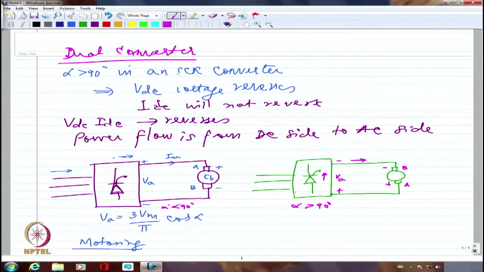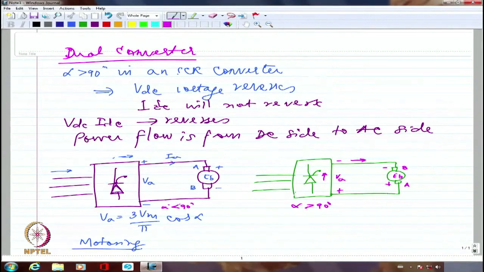Speed might have been at 1500 RPM. I want to bring it down to 500 RPM or 0 RPM, depending upon at what point I want to stop, and then go back to steady state operation. But I am not changing the direction of rotation. Because I am not changing the direction of rotation, back EMF now will have plus and minus in the opposite sense because of simply reversing the armature connection.